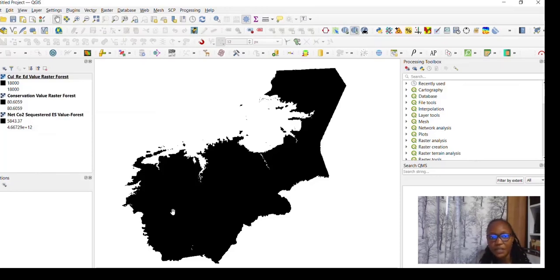So this tool gives us an opportunity to be able to actually do both direct and indirect mapping so that all the values that emanate from a particular ecosystem service can be visualized and at the same time accounted for in order to have better policy decision making.